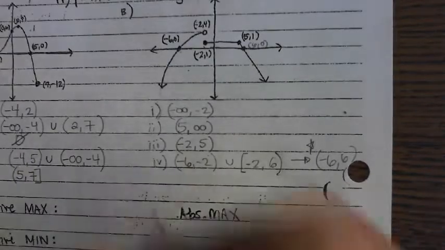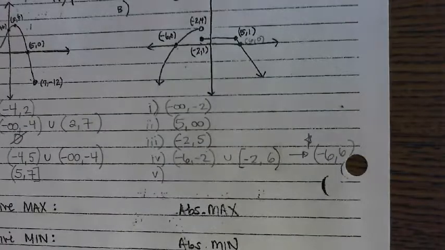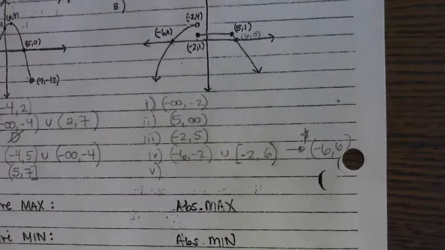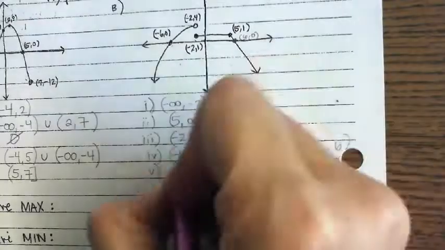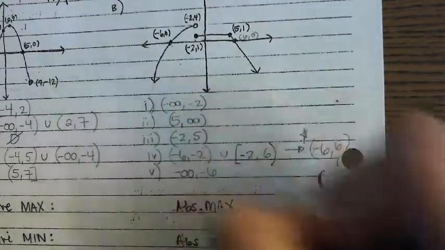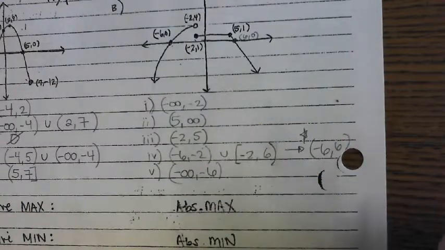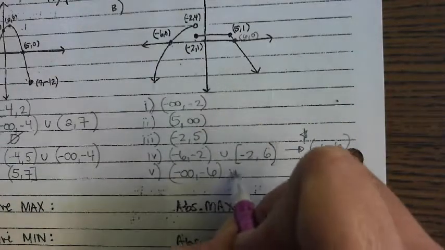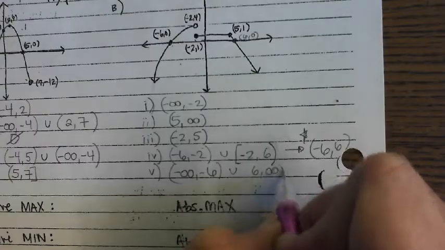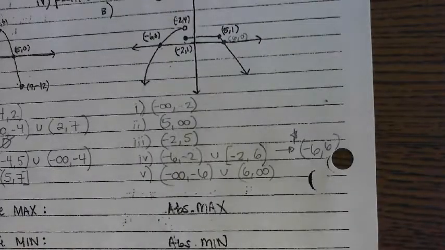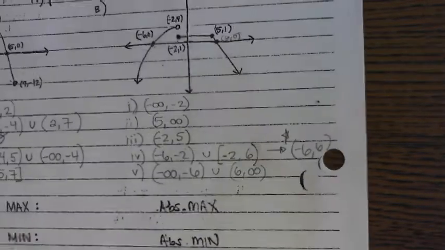All right, and then lastly, the negative interval. Right, now that I've told you that's a 6, now we can actually complete that. Okay, good.